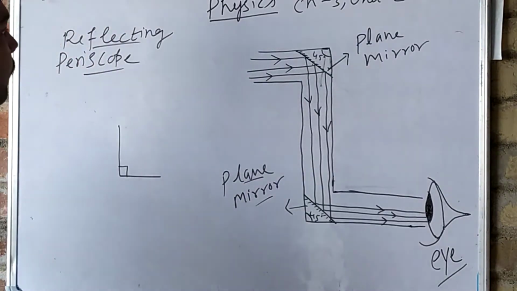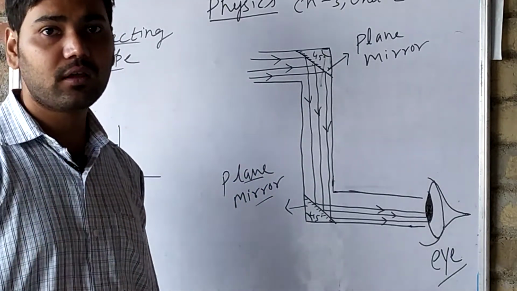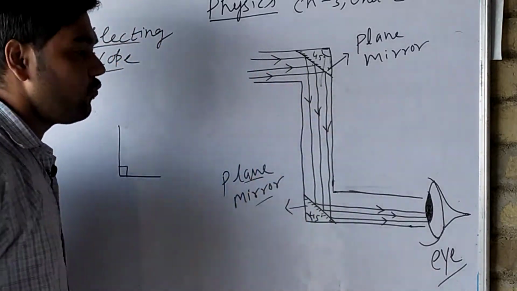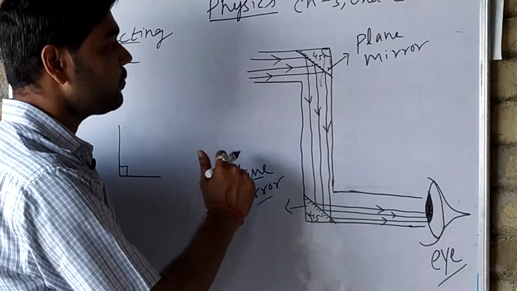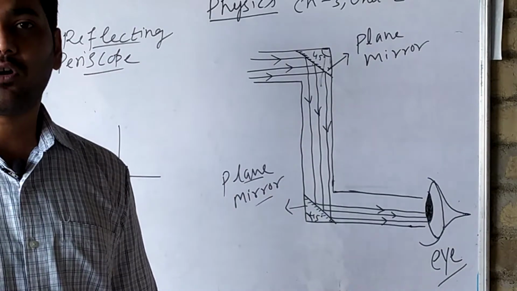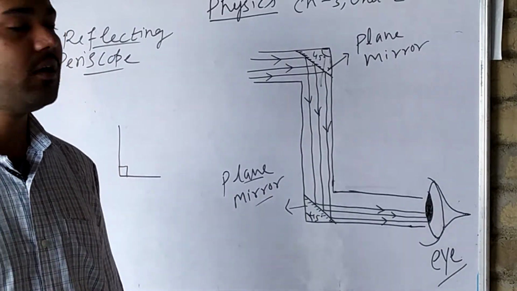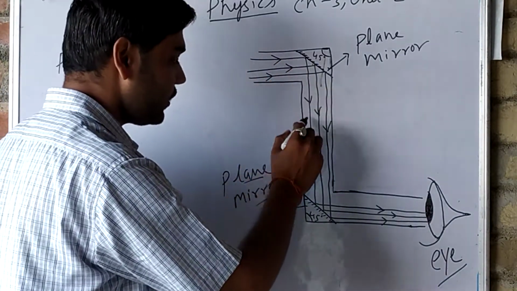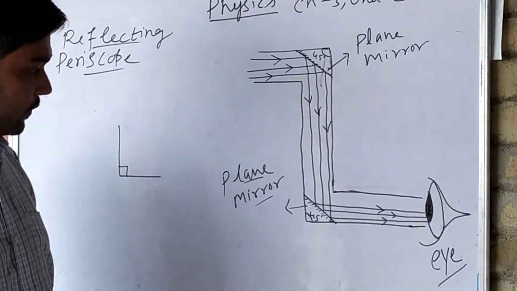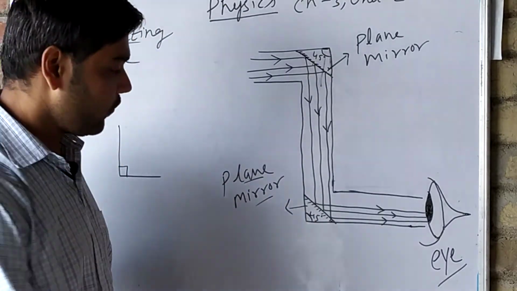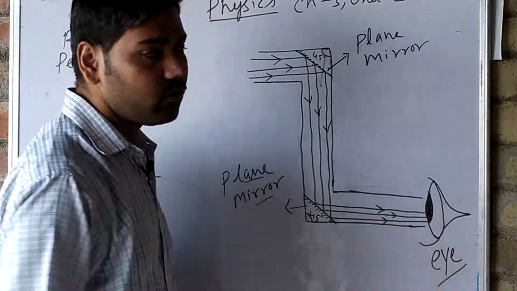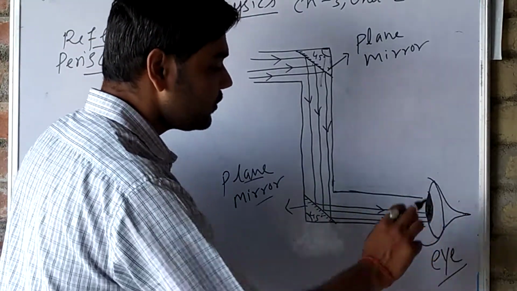Now see how it works. When a ray of light enters the reflecting periscope, after striking a plane mirror, it will follow the laws of reflection and it will reflect and go downward. After striking the other mirror, the rays of light will move forward to this side.